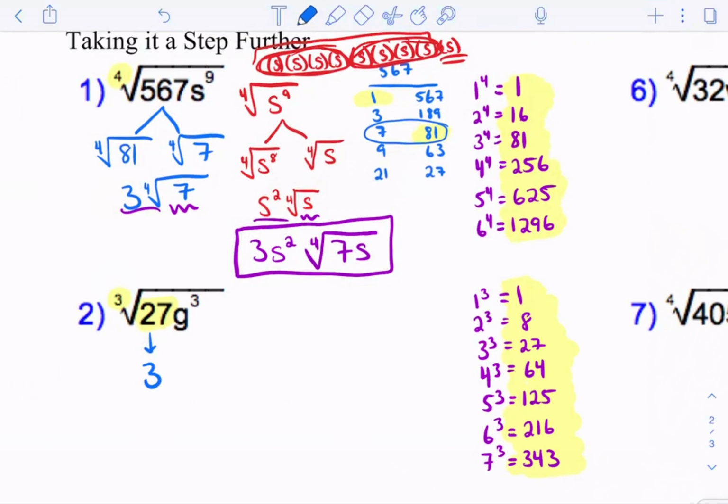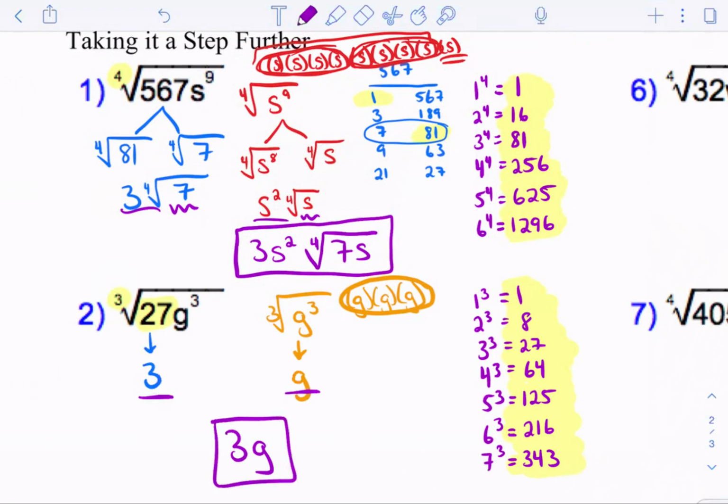And then another thing here is if you look at the cubed root of g to the 3rd. Well, how many g's do we have? We have 3 g's. So how many groups of 3 can I make? I can make 1 group of 3. So actually the cubed root of g to the 3rd is just 1 g. So your final answer here is taking these two together and making your answer 3g.